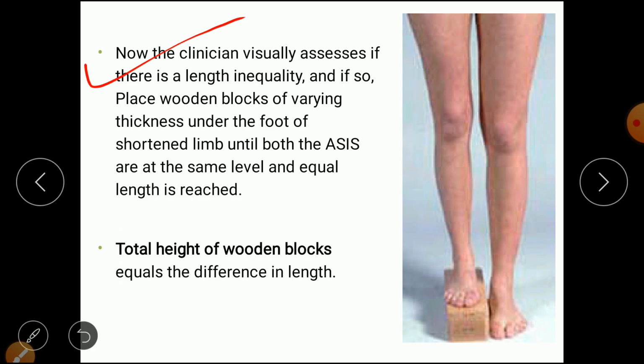Now the clinician visually assesses if there is a length inequality, and if so, places wooden blocks of varying thickness under the foot of the shortened limb. On the affected side, you have to place these wooden blocks. What should the size of the wooden blocks be? It is until both ASIS are at the same level and equal length is reached. The total height of the wooden blocks equals the difference in the length.